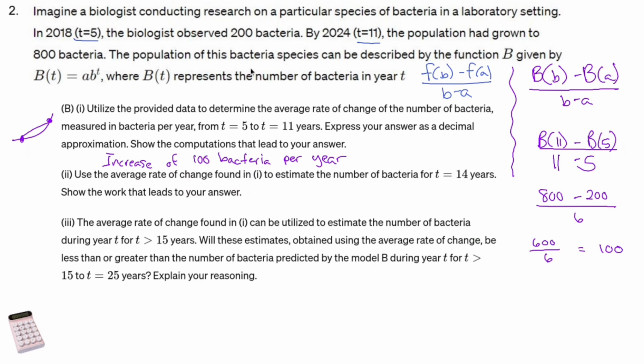Well, we have 11 years, and 11 years is 800. So the work that I'm going to show is the fact that 14 is 3 years more than 11, and I'm going to multiply that by 100. That's going to end up being 1,100 bacteria.